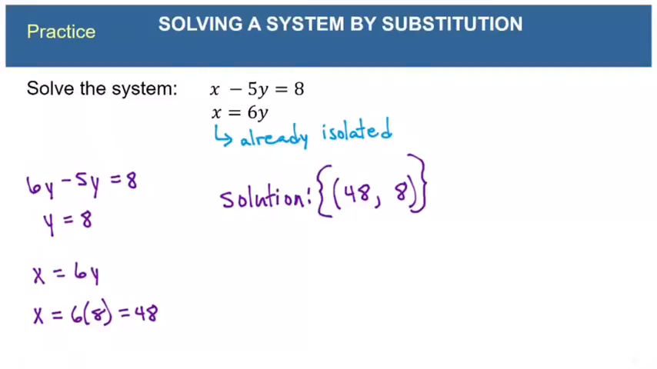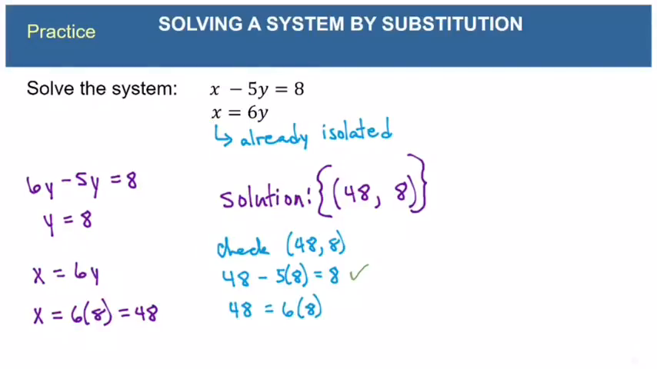And now let's check our ordered pair solution in both equations and make sure that it's correct. So we'll plug 48 comma 8 into the top equation. That will give us 48 minus 5 times 8, and that's supposed to equal 8. So let's see, 5 times 8 is 40. 48 minus 40 is 8, which is equal to the right side, so that looks good. And now let's plug into the second equation. So that will say 48 equals 6 times 8, and that is also true. So it looks like 48 comma 8 is the correct solution here.